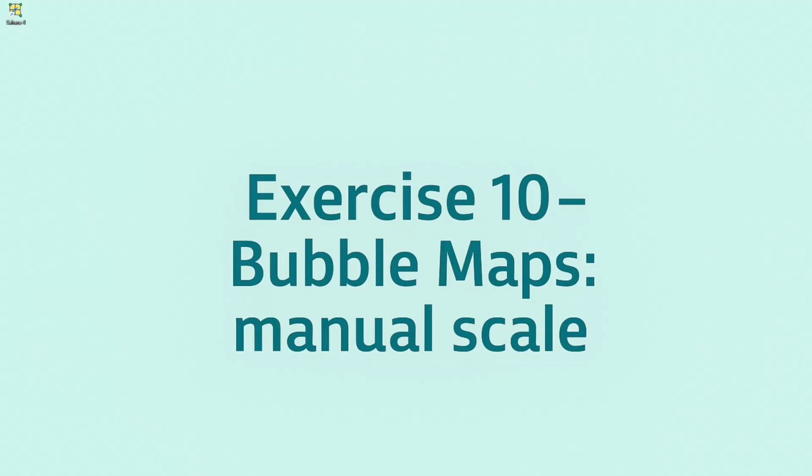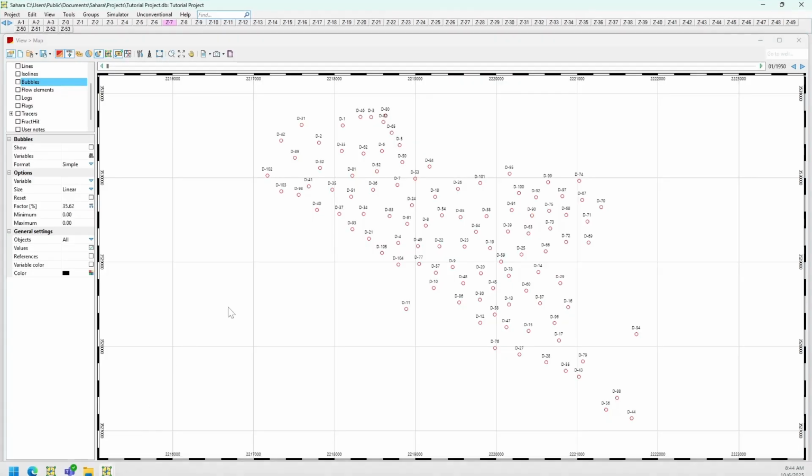Welcome to this Sahara 4 exercise. In this exercise, we will create a new bubble map, but in this case, we are going to create a manual color scale that is going to differentiate between different layers with different thickness, each one with different colors. For this, we are going to open our Sahara project.